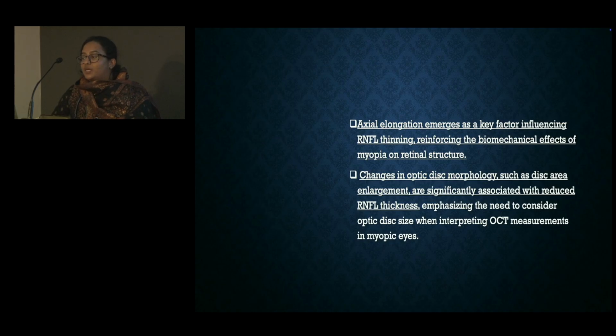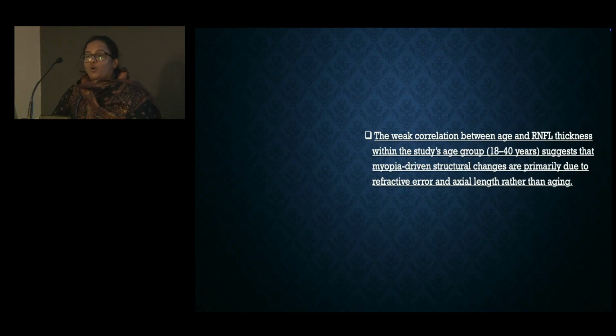Axial elongation emerges as a key factor influencing the RNFL thinning, reinforcing the biomechanical effect of myopia on retinal structure. Changes in optic disc morphology such as disc area enlargement are significantly associated with reduced RNFL thickness, emphasizing the need to consider the optic disc size when interpreting OCT measurement in myopic eyes. There is a weak correlation between age and the RNFL thickness within the study age group, which suggests that myopia-driven structural changes are primarily due to refractive error and the axial length rather than age.